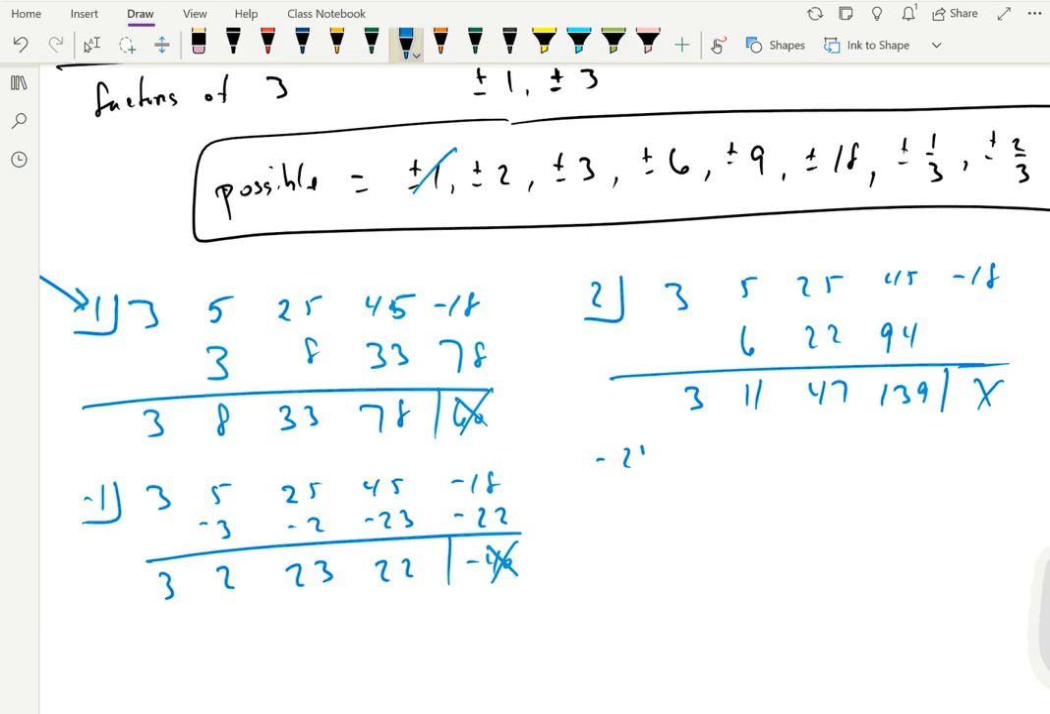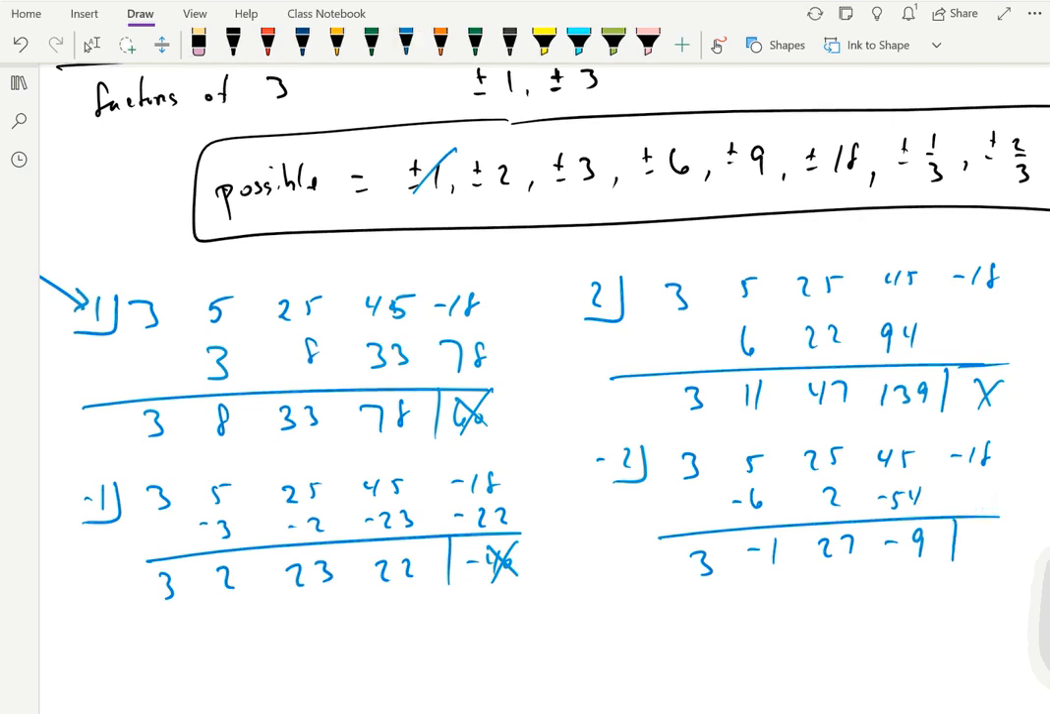Let's go ahead and try negative 2. So we got 3, 5, 25, 45, negative 18. Bring the 3 down. 3 times negative 2 is negative 6. Negative 1, that becomes positive 2. So that's 27. It's going to be negative 54. Just reverse numbers here. But in any event, that's going to end up being negative 9 there. Yeah, negative 9. And negative 2 times negative 9, there we go, it's positive 18. So when we add these together, that gets 0.